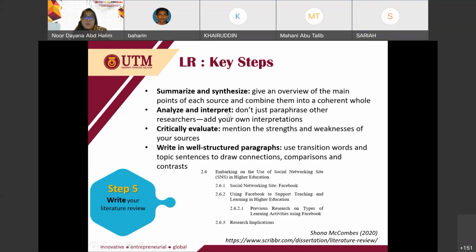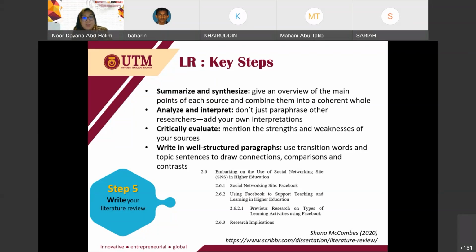Analyze and interpret. Don't just paraphrase other researchers. Add your own interpretation. This is important, especially for PhD level. You can't just copy and paste the findings or the words from the articles without saying something. Do you agree about that? Is there any support from other findings in other literature? So this is the chapter where you need to critically synthesize what you have read.